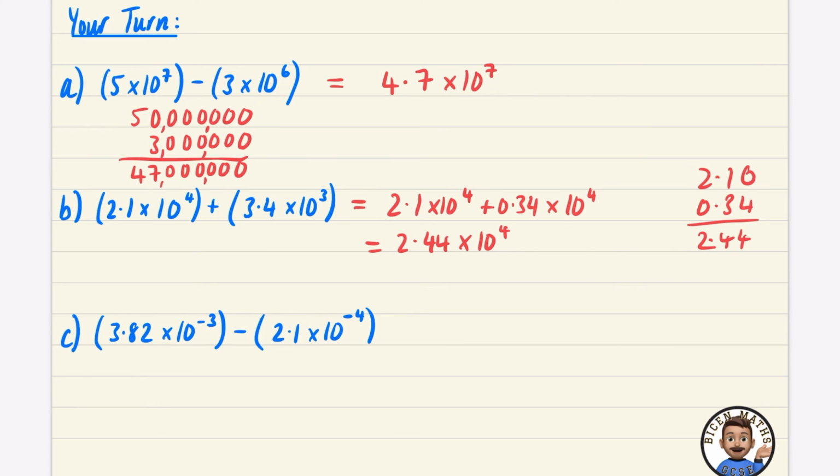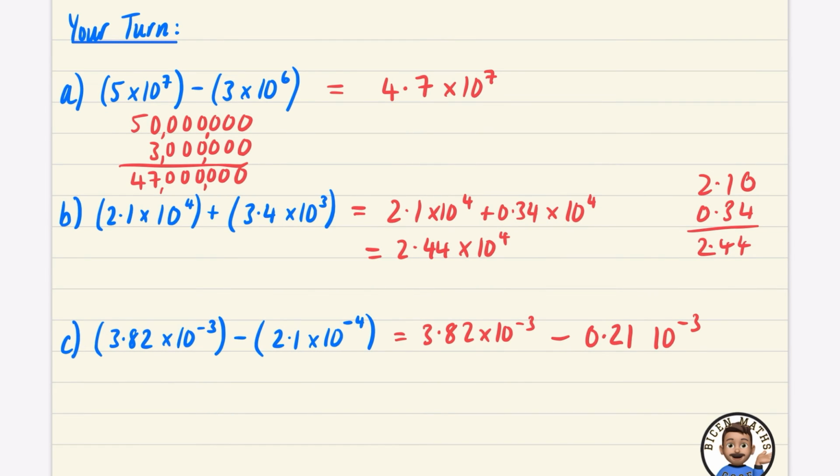And this one, with the one with the smaller power, we're going to try and make it match the other one. So this is the smaller power, so I'm going to try and make it match this one. It's going to be 3.82 times 10 to the minus 3. I want the next number, which is being subtracted, to have a power of minus 3. It's increased from minus 4 to minus 3, so it's timesed by 10. So this is going to have to divide by 10, and you get 0.21. So all I need to do is my 3.82, take away my 0.21, 2 take away 1 is 1, 8 take away 2 is 6, 3 take away 0 is 3. So the answer is 3.61 times 10 to the power of minus 3. You keep that power the same.